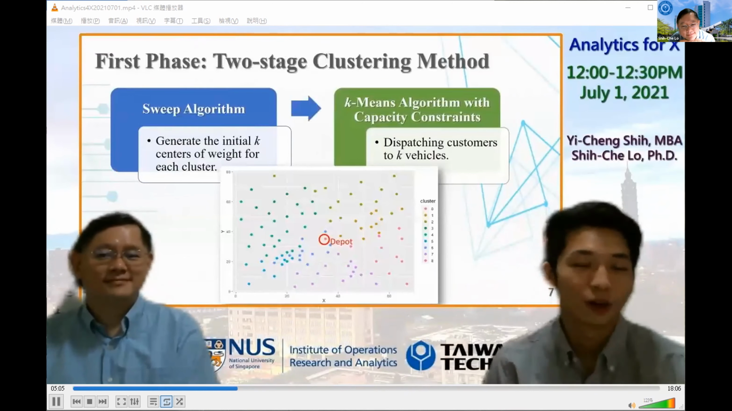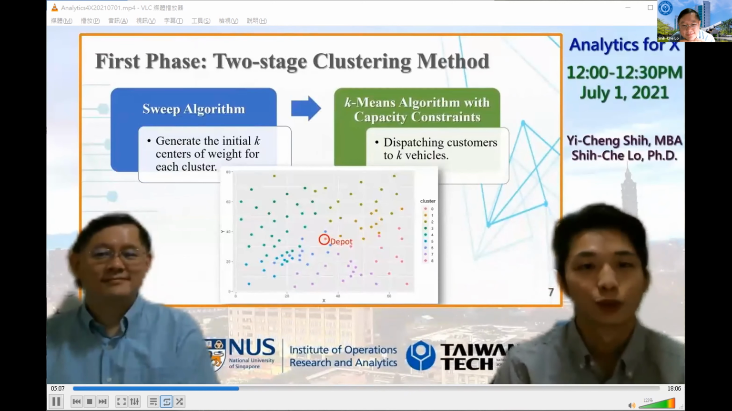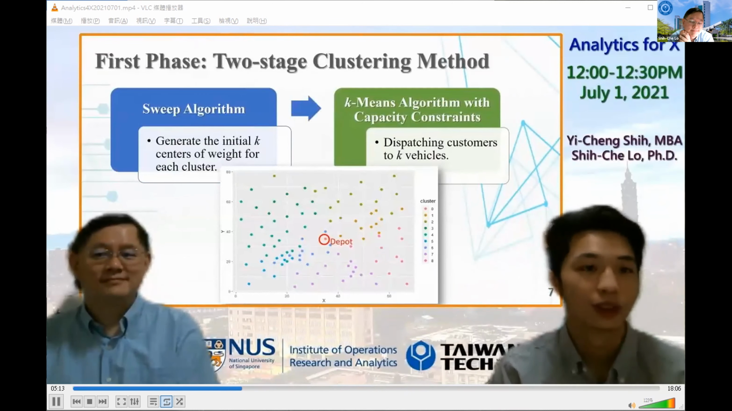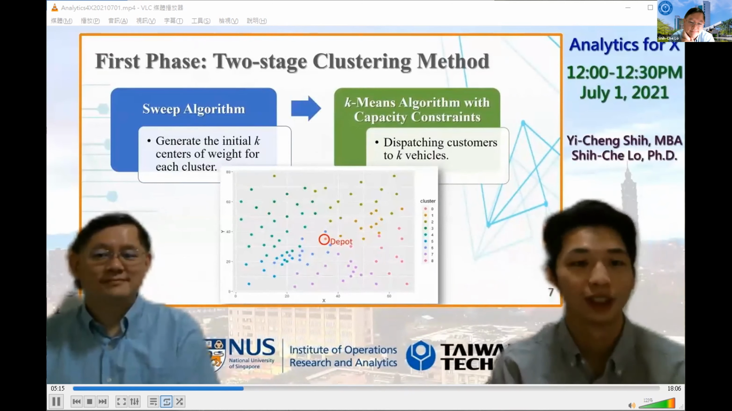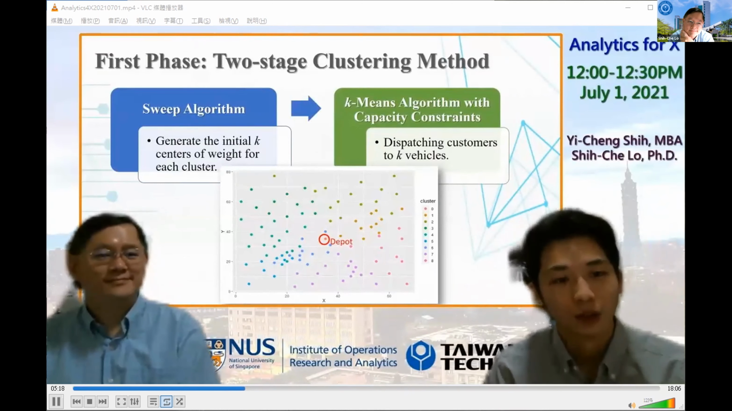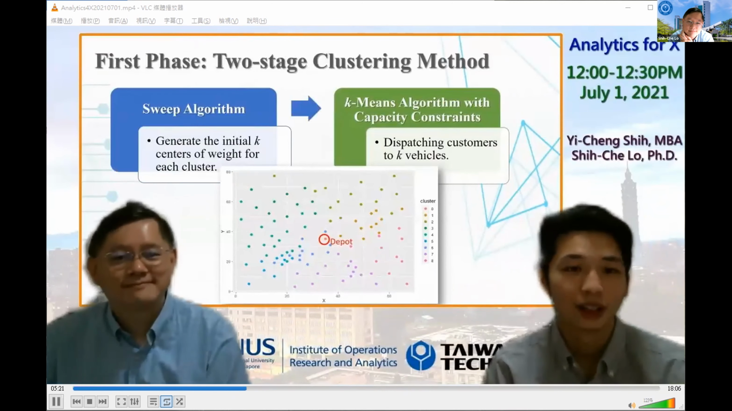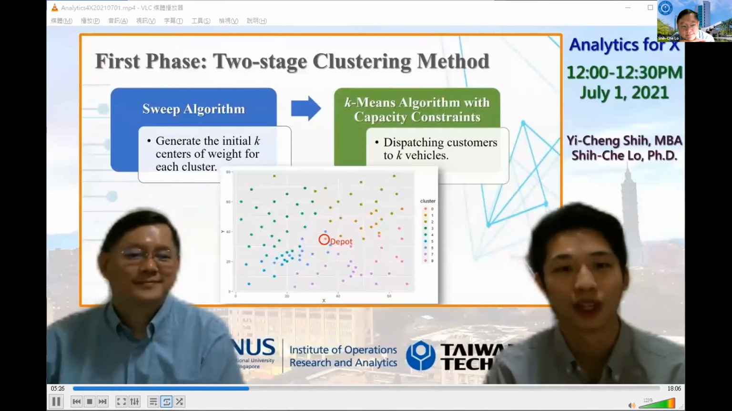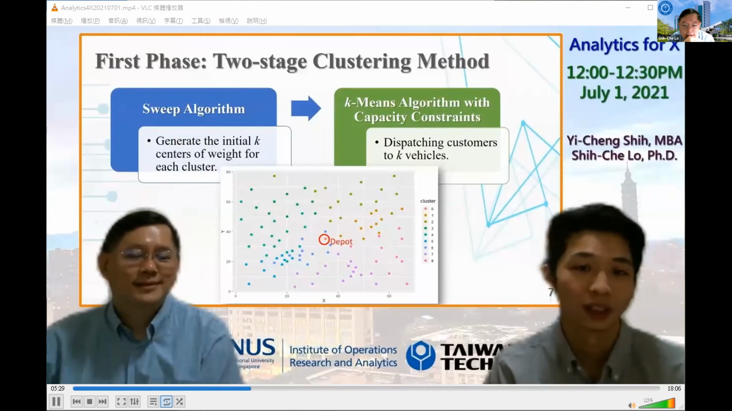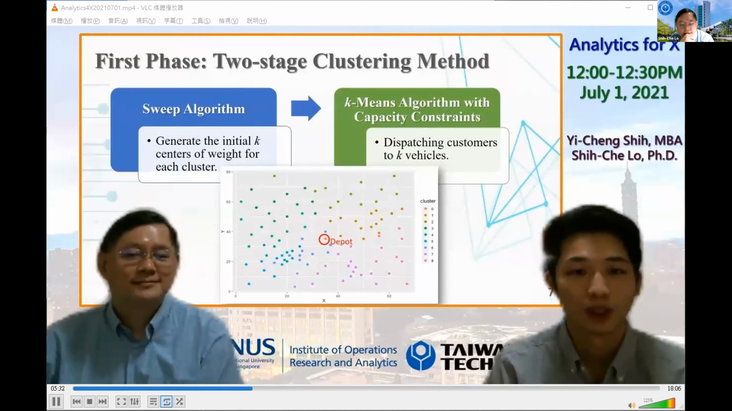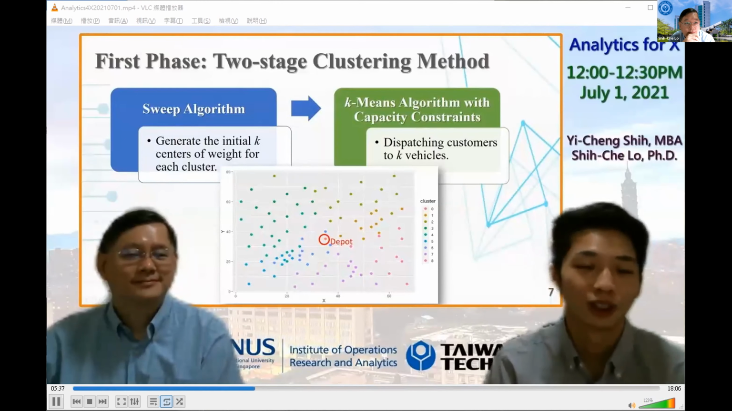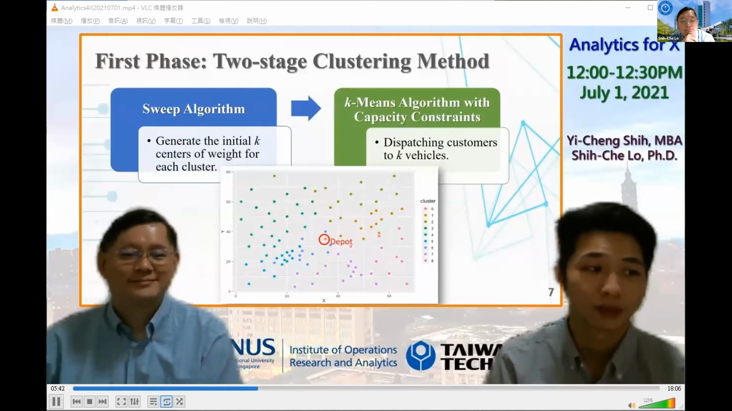The first phase of our hybrid model is a two-stage clustering method. We first use the sweep algorithm to generate the initial k-centers of weight for each cluster, and then integrate these initial k-centers of weight into the k-means algorithm with capacity constraint, and then use the k-means algorithm to dispatch the customers to k vehicles. This picture is an example of our clustering method.